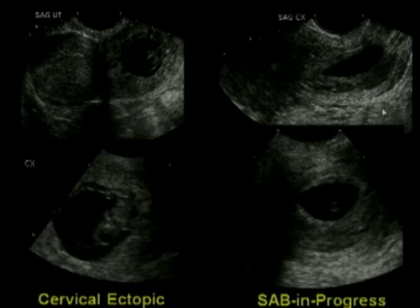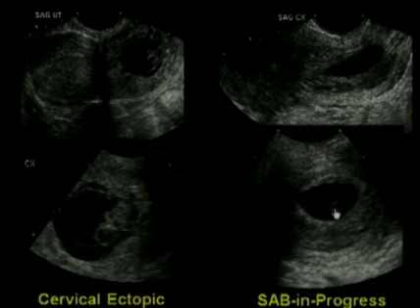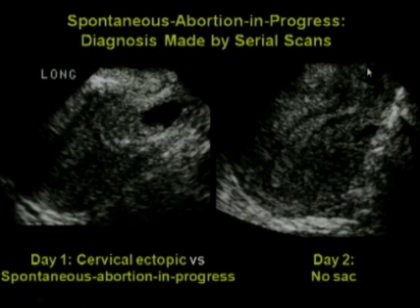There's not a bright rim around it. We see a little yolk sac, but no embryo. This is a spontaneous abortion in progress.